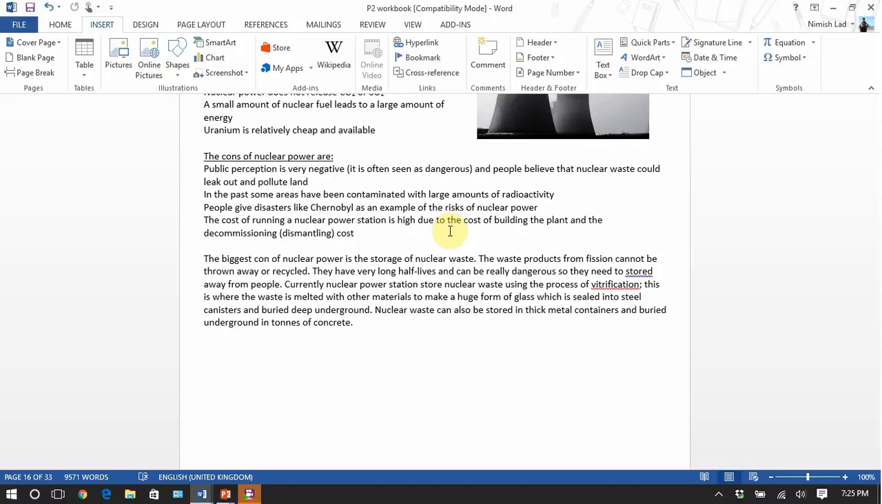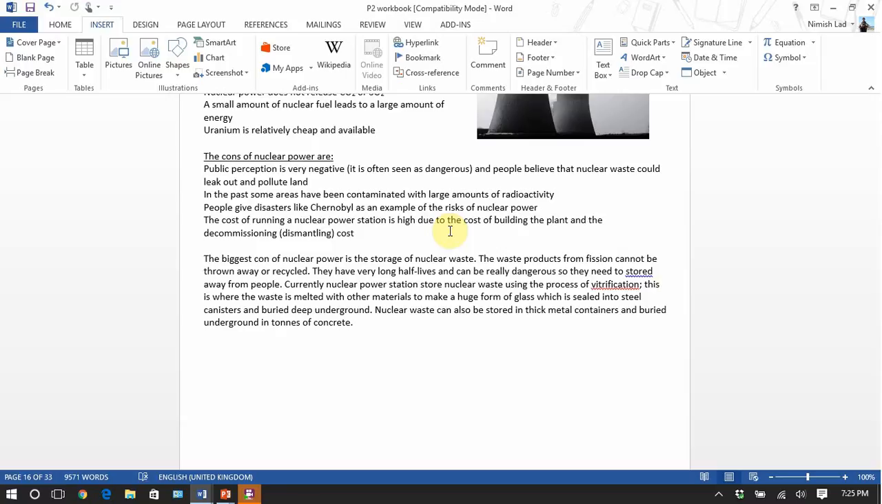The cost of running a power station is high due to the cost of actually building the plant and decommissioning it. When you decommission it, it's being switched off to no longer produce electricity. That's expensive to do. The biggest con is the storage of nuclear waste. The waste from fission can't be thrown away. It can be recycled in very small ways, but nothing major right now.